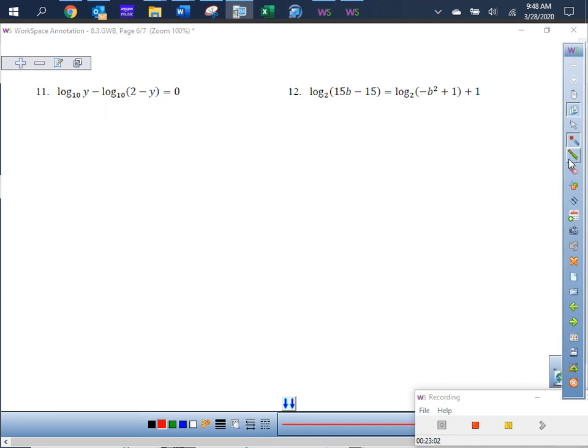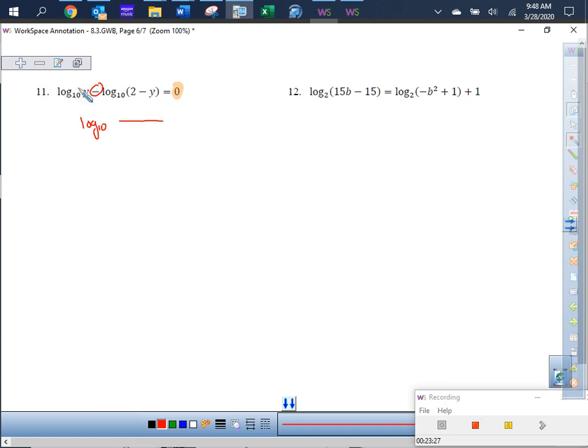All right, next guy. Are there logs involved? Yes. Does every term have a log with it? No. So, do we need to condense? Yes, and then we'll take it from there. Because they are subtracting these arguments, that means they are subtracting these logarithms. That means we condense with division.